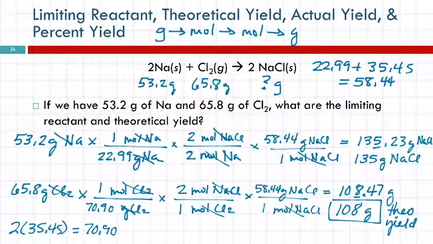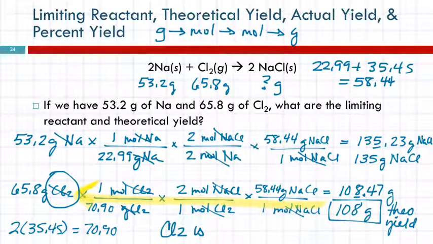Which is the limiting reactant, sodium or chlorine? Chlorine. Because as we go from this back, what we see is that it was chlorine that gave us the smallest amount. So chlorine is the limiting reactant. Cl2 is limiting.